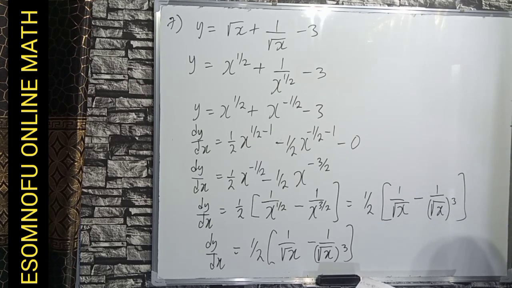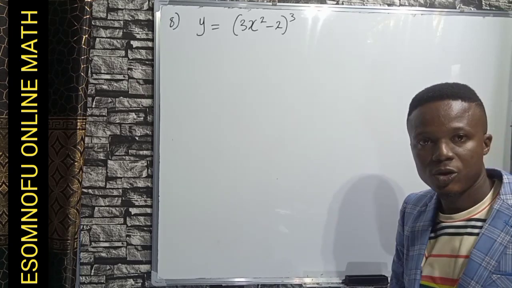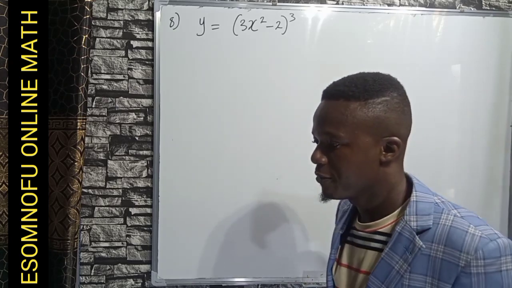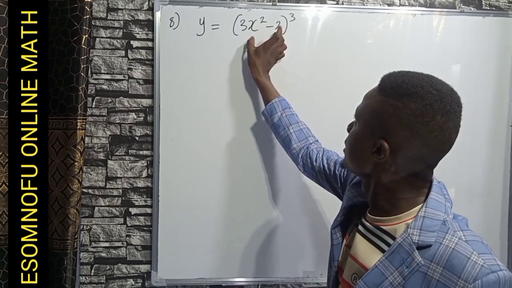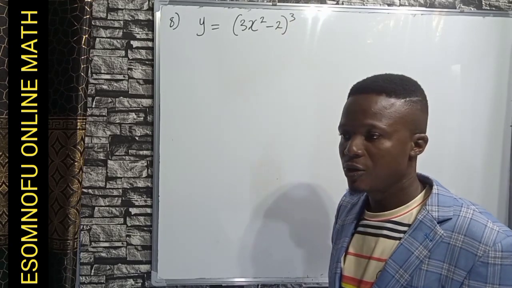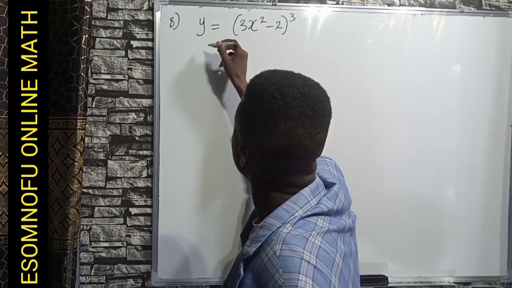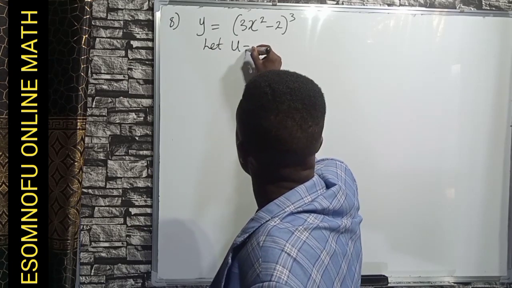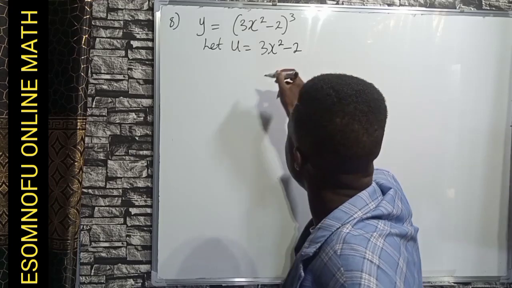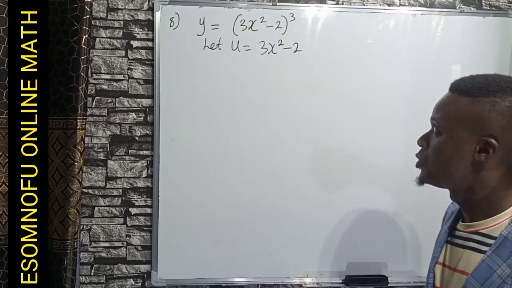Okay, so let's take number 8 question. It's just a function of a function, which might lead us into the chain rule. The reason why it's a function of a function is that you can see a constant in the bracket and all of them are having an external power. So when such a thing happens, you can say let u represent the terms in the bracket, and the terms in the bracket is 3x squared minus 2. That is what u shall represent.